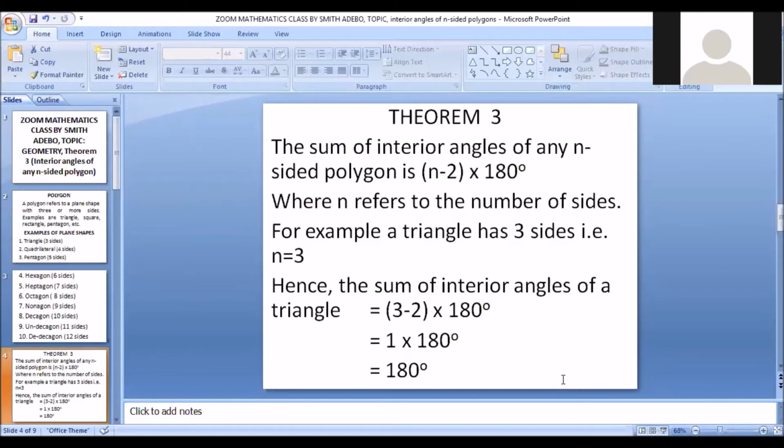And you agree with me that in our subsequent classes, we've been using the sum of interior angles of a triangle to solve so many questions. And we agreed that the sum of interior angles of a triangle is 180 degrees.